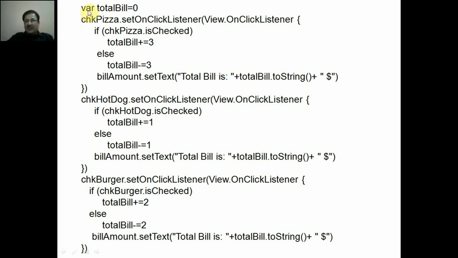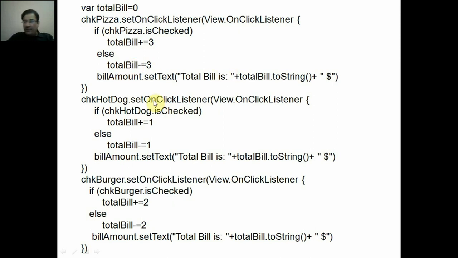I'll define a variable total bill, defined as 0. I'm adding a set on click listener on the pizza checkbox. That means if anybody clicks on the pizza checkbox, this method will be executed. It is checking if the checkbox pizza is checked. If the right sign is over there, add 3 to the total bill variable. Otherwise, deduct 3 from the total bill variable and then display the total bill, right?